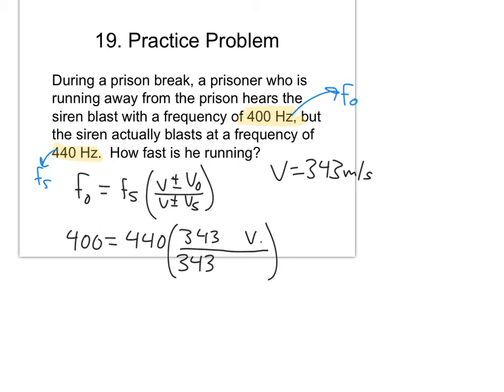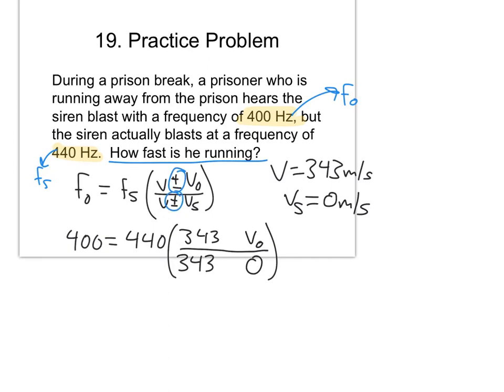So I'm going to leave that as VO because we want to know how fast the prisoner is running. The prisoner is the observer. And then we also need the velocity of the source, but in this case, the source is the prison itself. All right, and so we can say the velocity of the source is 0 because the prison itself is not moving. Now we need to figure out our signs, and I always save this for last.